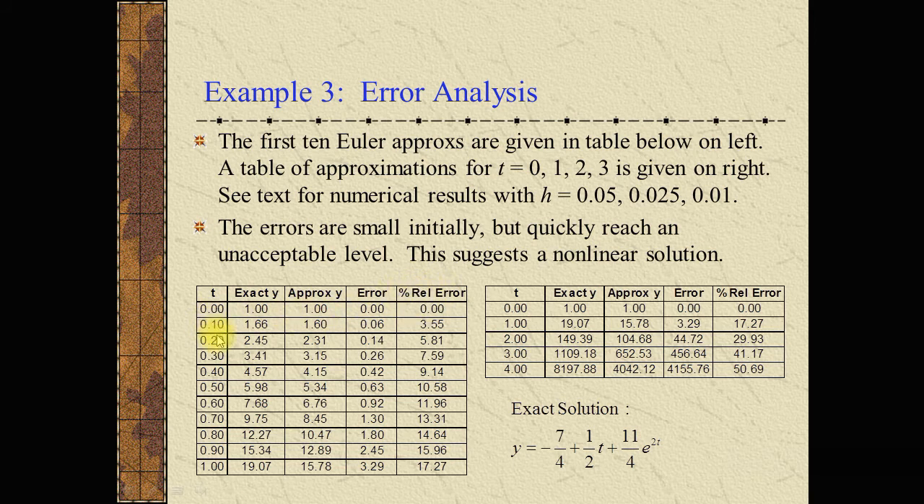Similarly for t is equal to 1, this is the exact solution and this is the approximate solution. And for all values of t, in this column, this is the exact solution and this is the approximate solution, and this is the error between the exact and the approximate solution, and this is the percent relative error between the exact and the approximate solution. Similarly for step size is equal to 1, this is the exact solution, this is the approximate solution, and this is the error, and this is the percent relative error.